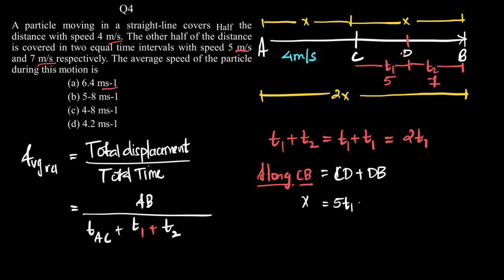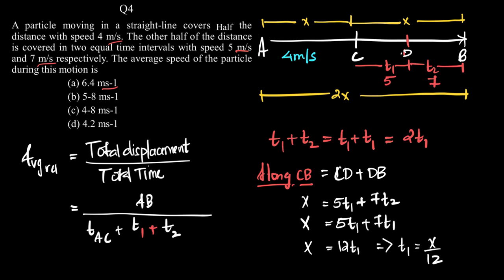So CD would be equal to 5 times T1 plus, what would be DB? DB is the displacement, and displacement is equal to velocity times time. What is velocity? 7. What is time? T2. So we can write this as 5 T1 plus 7 T2, right? But what is T1 and T2 connected as? They are equal, so we can write this as 5 T1 plus 7 T1. So x is equal to 12 times T1, which further implies T1 is equal to x upon 12, right?